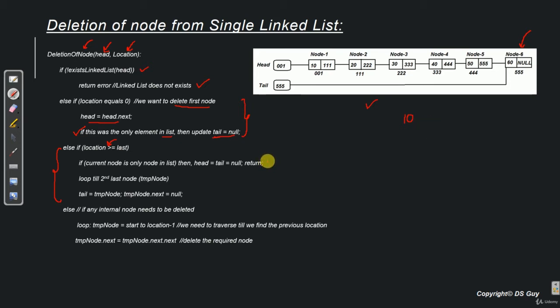So the first subcondition says that if the current node is the only node in the list, in that case we update head and tail.